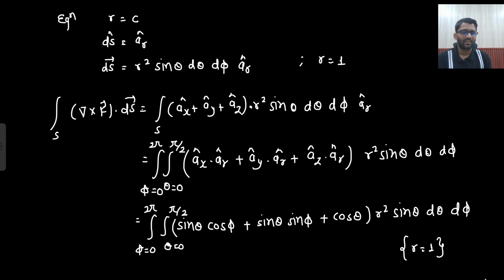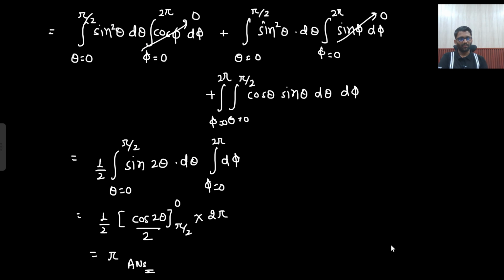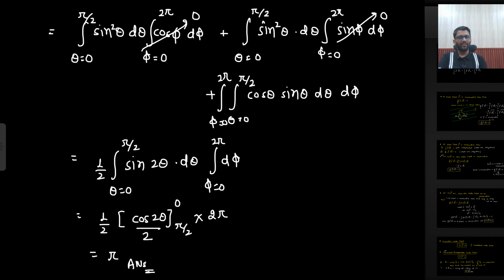Okay, so this was the first method. This is how you could have calculated del cross F dot dS. Now what will be method 2?